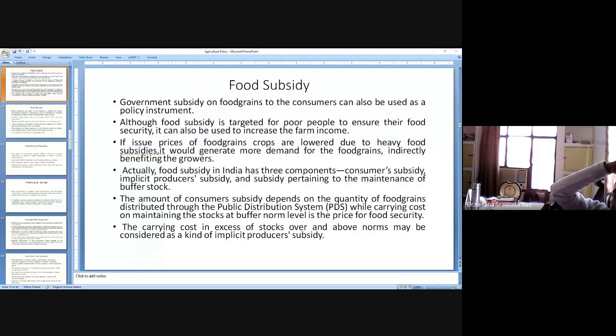Food security is one of the most important instruments in agriculture policy. The carrying cost in excess of stocks over and above norms may be considered as a kind of implicit producer subsidy. We have to see how the cost is being carried out, and how they are going to get benefit out of it. In that way, the food subsidy is also one of the most important things which can be useful for the agriculture producers. Next slide, please.